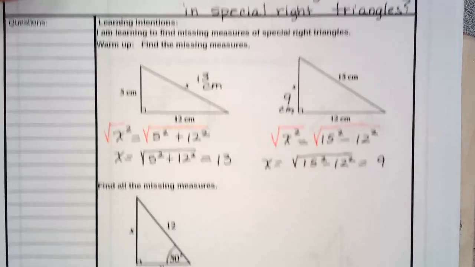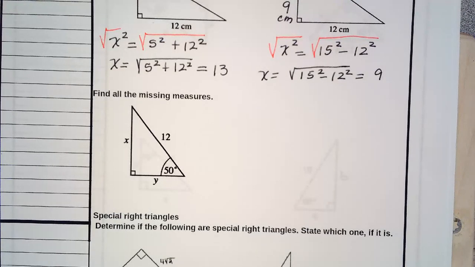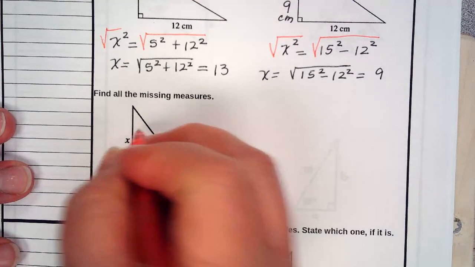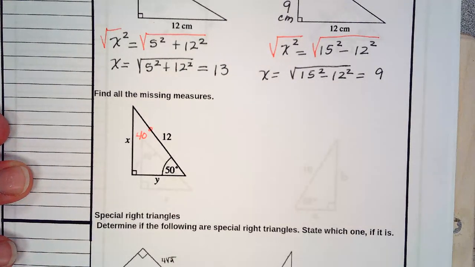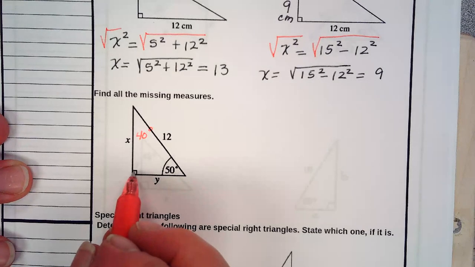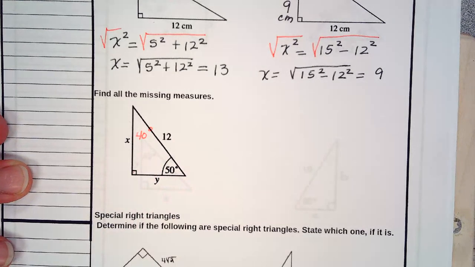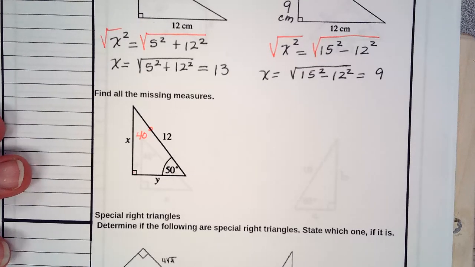Okay, now the next one we're going to find all the missing measures. This time we have to use sine, cosine, and tangent. So if I'm looking at this, the easiest one to find is that missing measure of the angle. So if this is 50, this has got to be 40 degrees. Why? Because this is 90, that means these 2 together are 90, and that missing measure of the angle is 40 degrees.